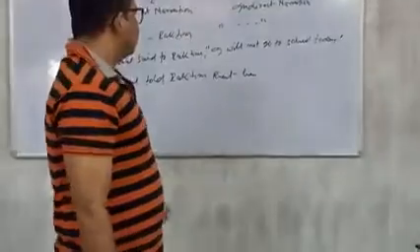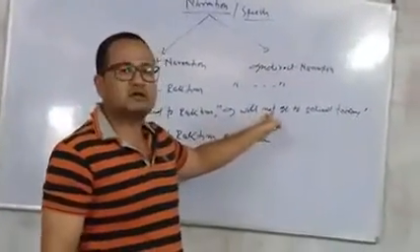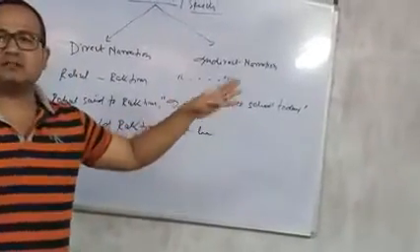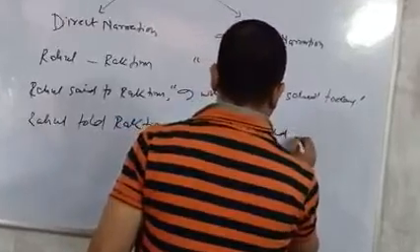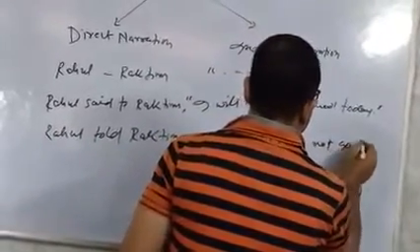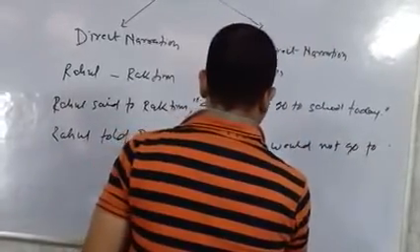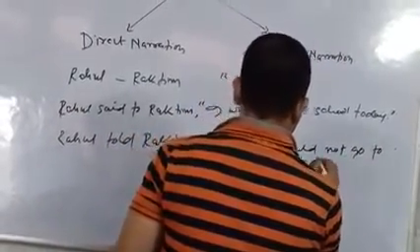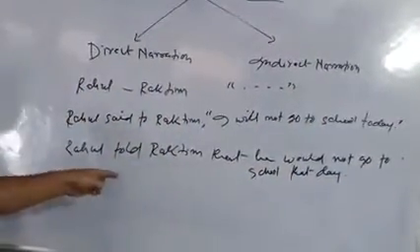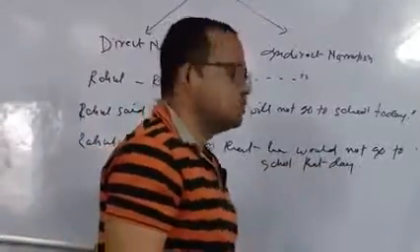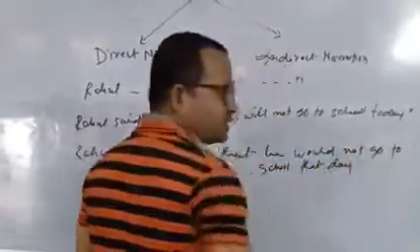Okay. So when the narration is in direct form and the tense is simple future, we need to make it past form of future. That is why he would not go to school that day. So this is indirect narration. Rahul told Rakib that he would not go to school that day. So today becomes that day in the indirect narration.